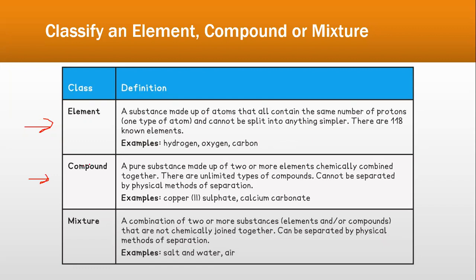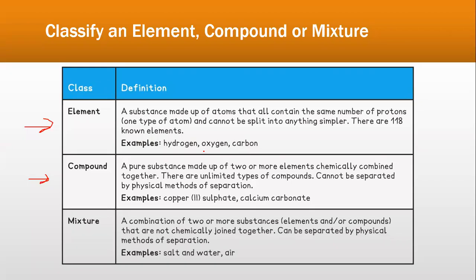compound, a compound is a pure substance made up of two or more elements chemically combined together. There are unlimited types of compounds, and they cannot be separated by physical methods of separation. Now you can join any elements that you want and make a compound. An ionic compound would contain a metal and a non-metal. A covalent compound would contain two non-metals. A metallic compound would contain two metals.